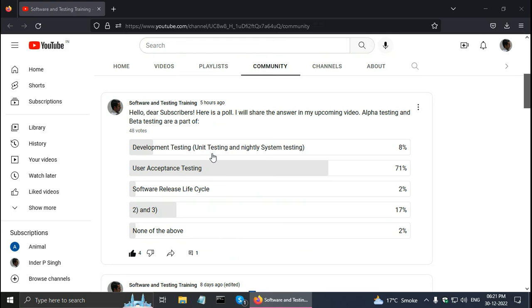I posted a poll on alpha testing and beta testing in my software and testing training channel, and here we can see the poll. Alpha testing and beta testing are a part of, and there are 4 options: development testing, meaning unit testing, integration testing and nightly system testing; user acceptance testing; software release life cycle; options 2 and 3, which is user acceptance testing and software release life cycle, or none of the above.